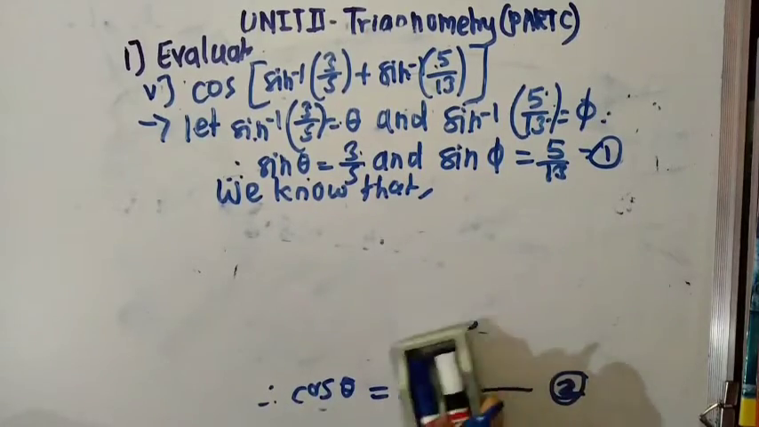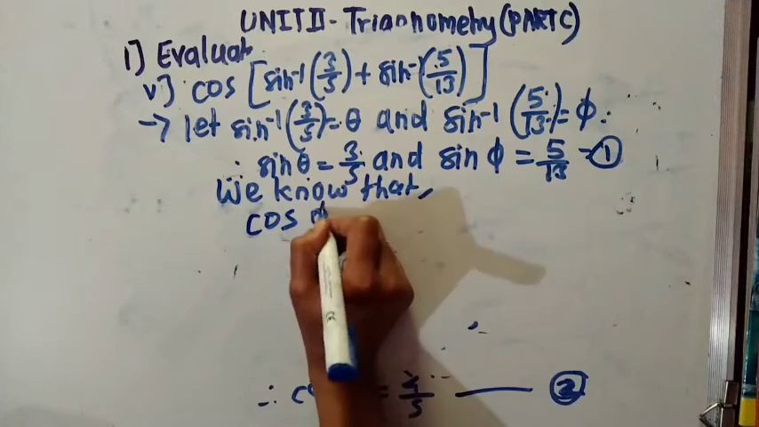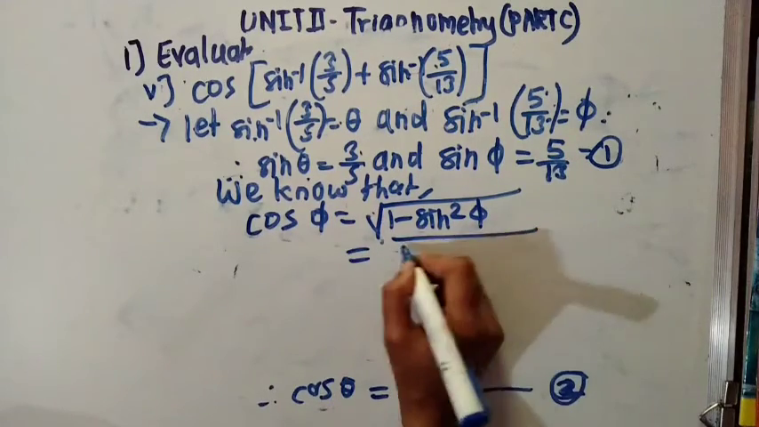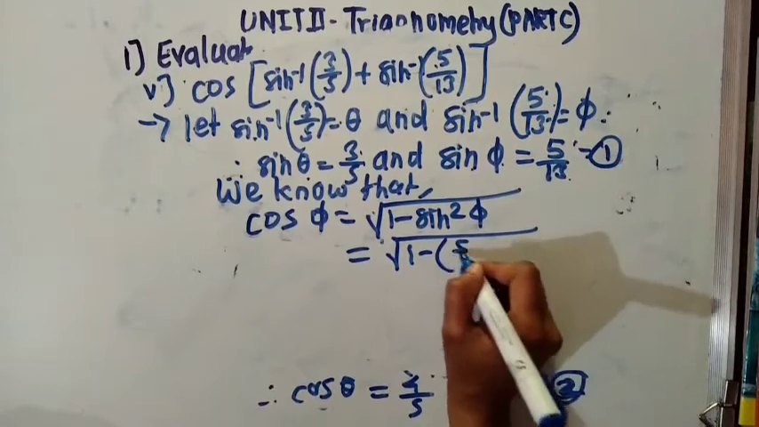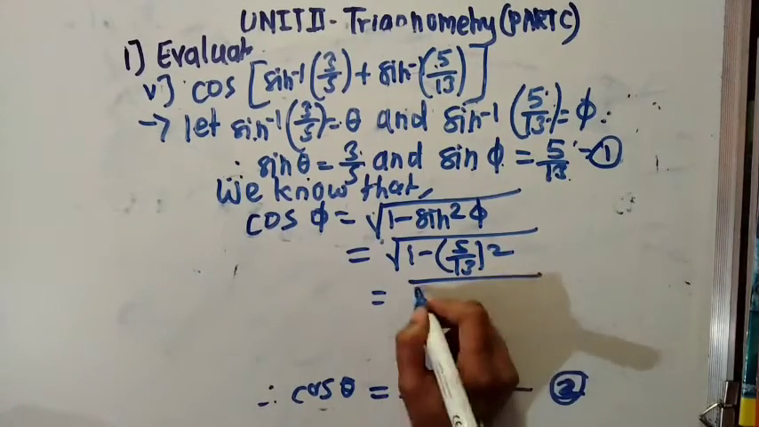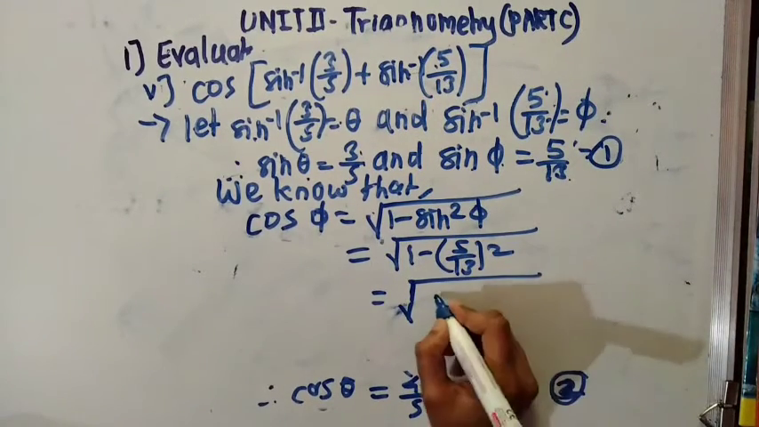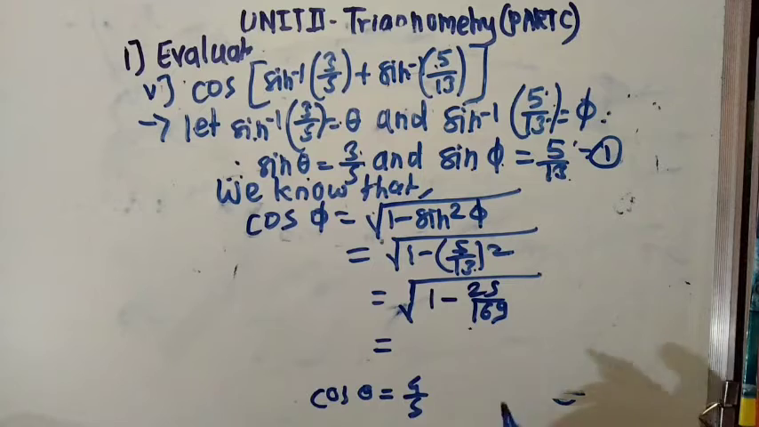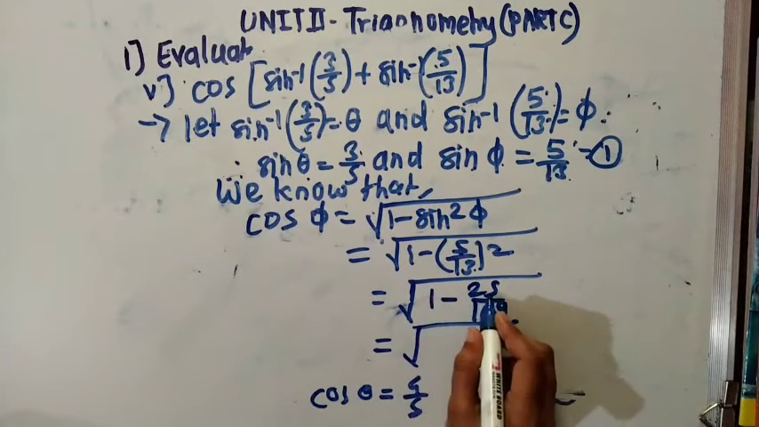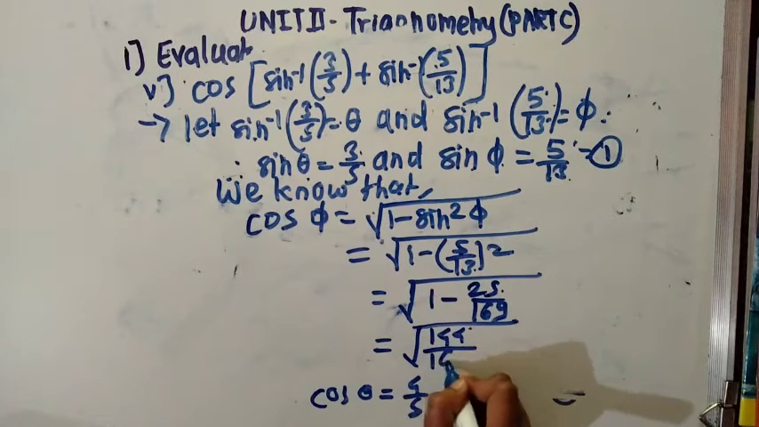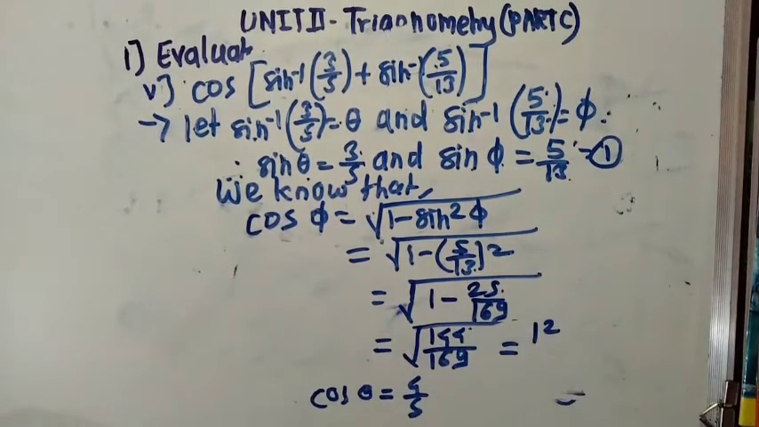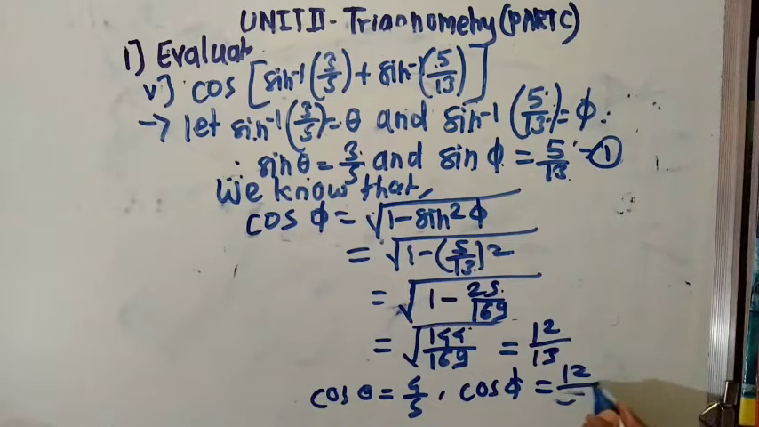Then we also know, find out cos phi is equal to root 1 minus sin square phi, which is equal to root 1 minus sin phi, meaning 5 upon 13 square, which is equal to 1 minus 5 square is 25 and 13 square is 169, which is equal to 169 minus 25 is 144 upon 169, which is equal to root 144 is 12, root 169 is 13. Hence cos phi is equal to 12 upon 13.